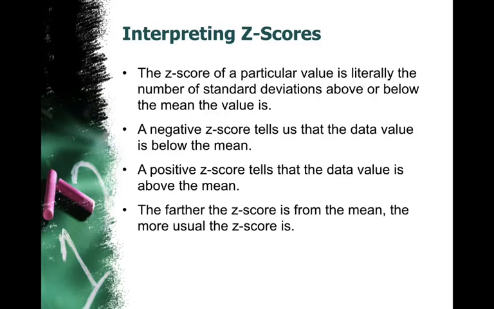The further the z-score is from the mean, the more unusual the z-score is going to be. And typically, the further the z-score is from the mean, the more likely it is to be an outlier. But again, it depends on how far from the mean it is.